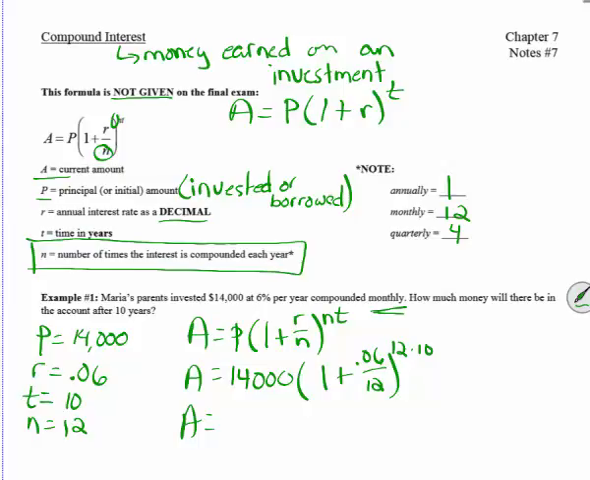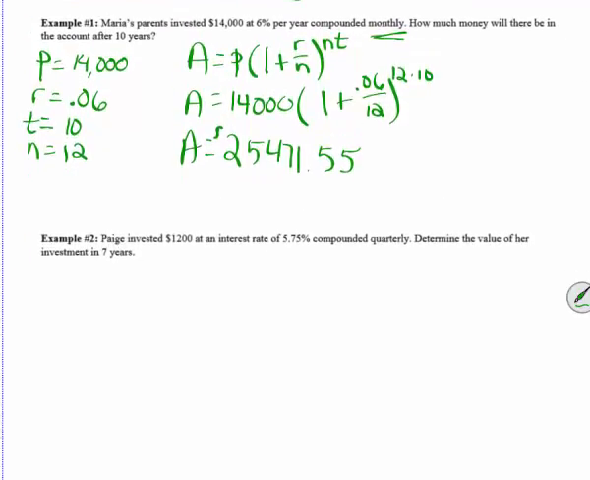So I was able to put that in, and this is implied rounding because we're talking about money. So we would have $25,471.55. If you're trying to put this in your calculator and you're not getting that money, then I would go through and do it step by step. Take care of your parentheses first, and then do the exponent, then times the $14,000. There's nothing that says you have to always do it in one big step. All right, let's try another one.